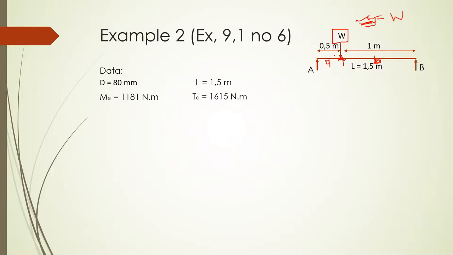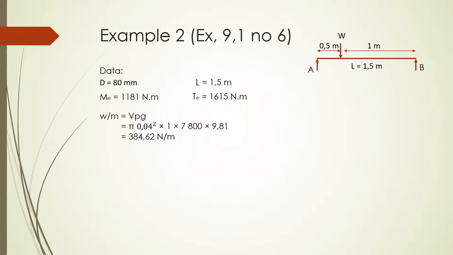All right. First things first, let's get the UDL of the beam. Because we know that we are given a thing. So let's get the UDL of the beam, right? The weight per meter of the beam is volume times density times gravity. For our volume, guys, I just chose this small formula here, which is pi r squared, which is area.